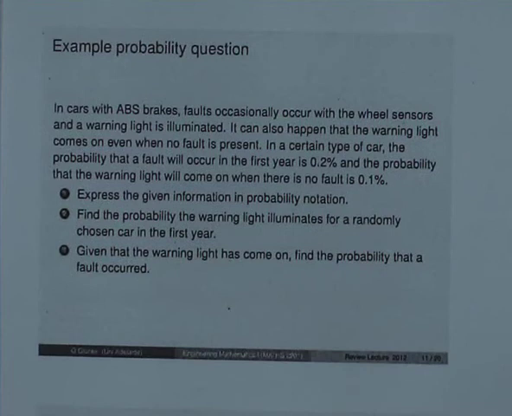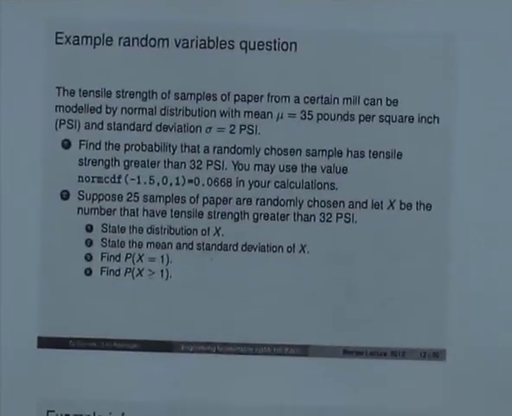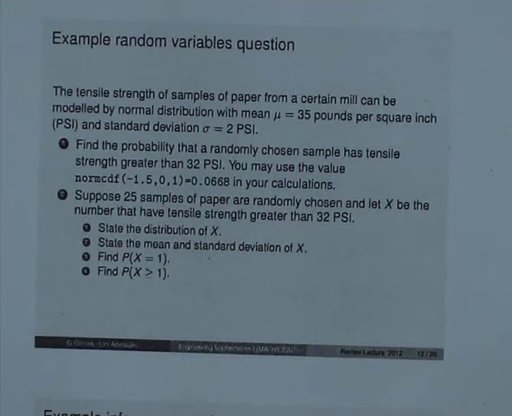So what are we looking at here? No, that's the wrong question. A random variables question. The tensile strength samples of paper from a certain mill can be modeled by a normal distribution. Okay, so that doesn't use the exponential. Have we got another one? We so don't.